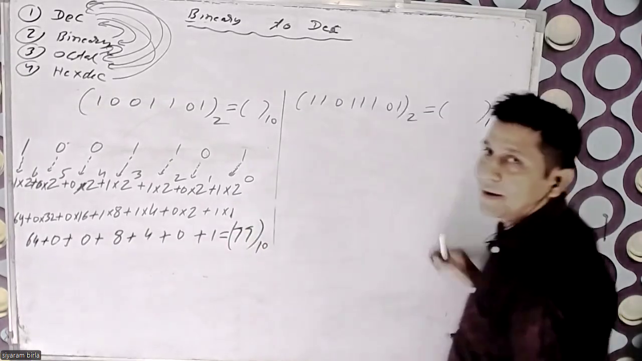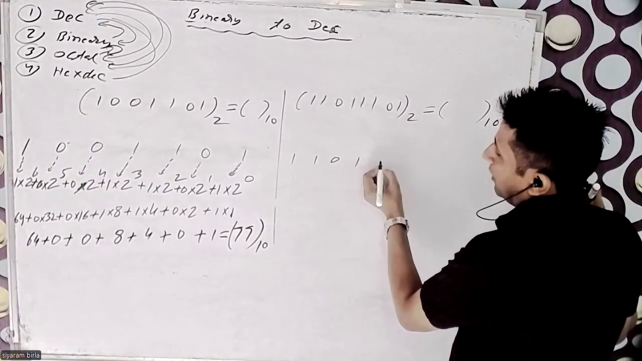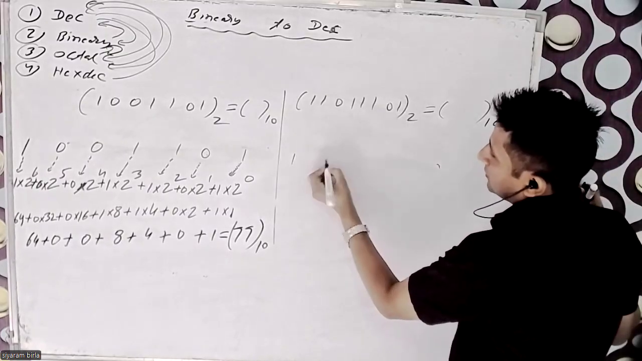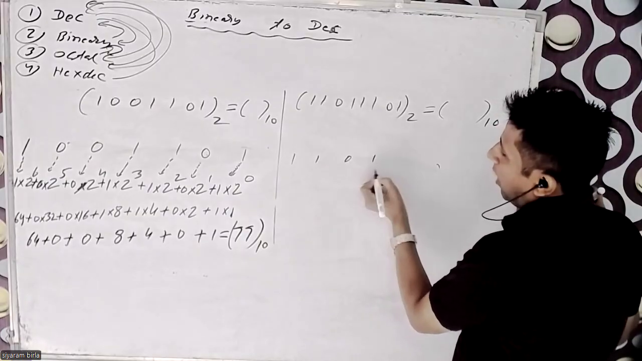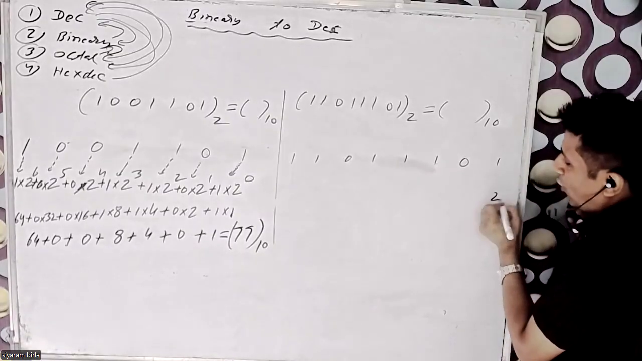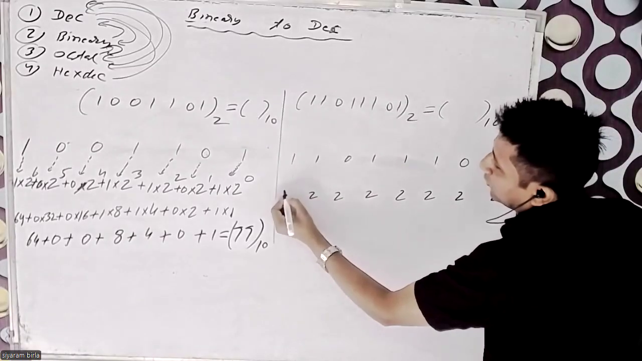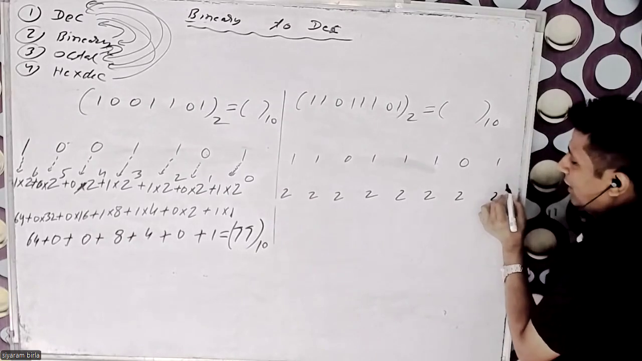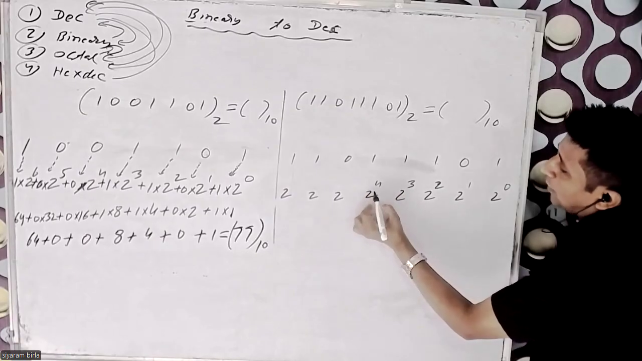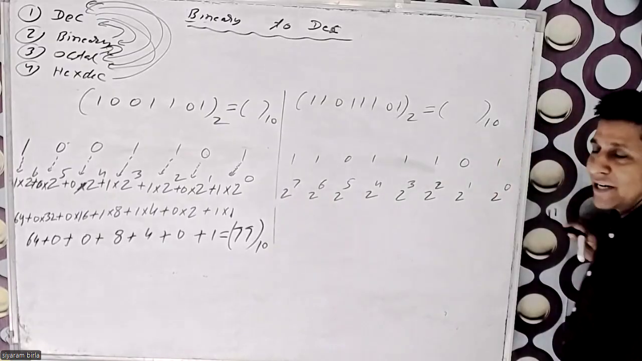Now if I'm talking about this one, it's 1 1 0 1 1 1 0 1. Let me take some space. I write down 2 below every digit. And let me write down the powers: 2 to the power 0, 2 to the power 1, 2 to the power 2, 2 to the power 3, 2 to the power 4, 5, 6 and 7, in increasing order.